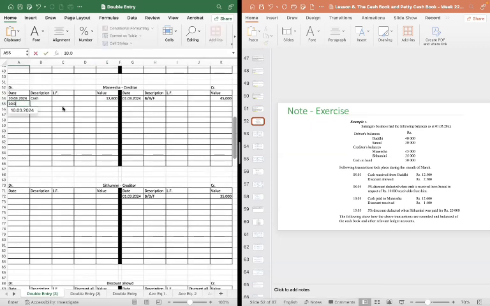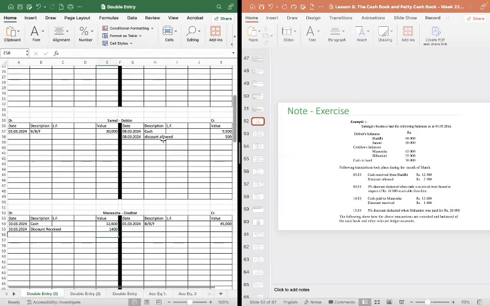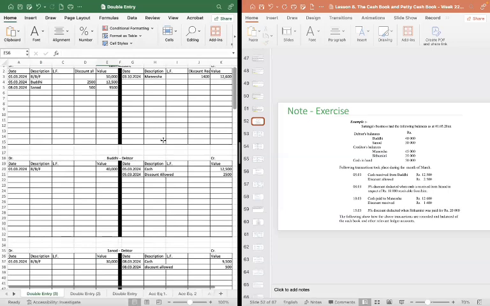On the same day, we have received a discount. Discount received, and that is 1,400. Right. Then the 5% discount the next day: 5% discount deducted when Situmini was paid 20,000.